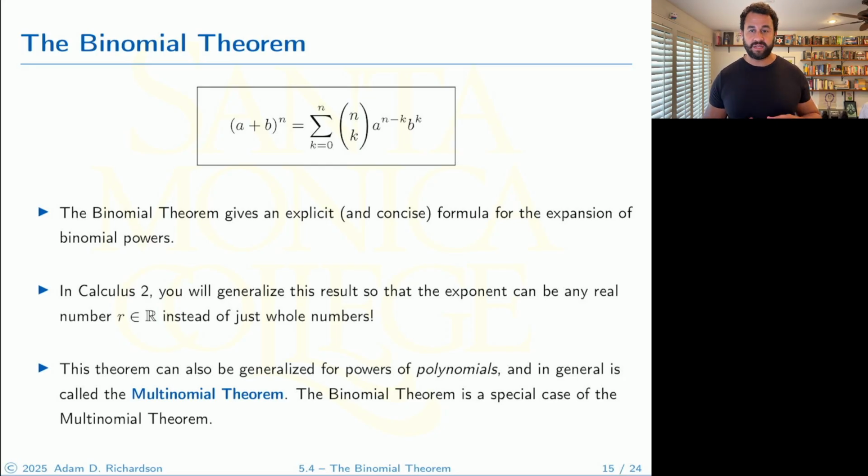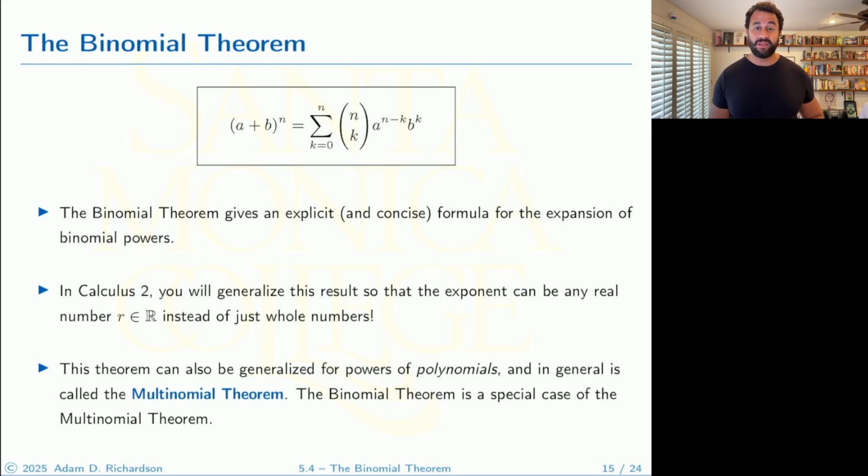And that kind of puts everything together, right? We have the coefficients, we have the descending powers of a, we have the ascending powers of b, and we know we're going from 0 to n, and that gives us the expansion of that binomial. So that's what this is. The binomial theorem gives us an explicit and really a concise formula for the expansion of binomial powers. Now, in calculus 2, you're actually going to generalize this result so that the exponent here, n, can actually be any real number.